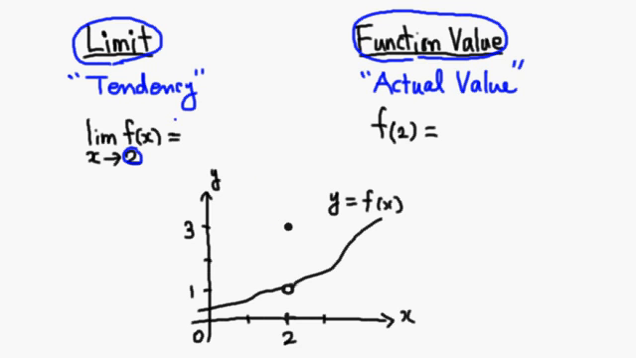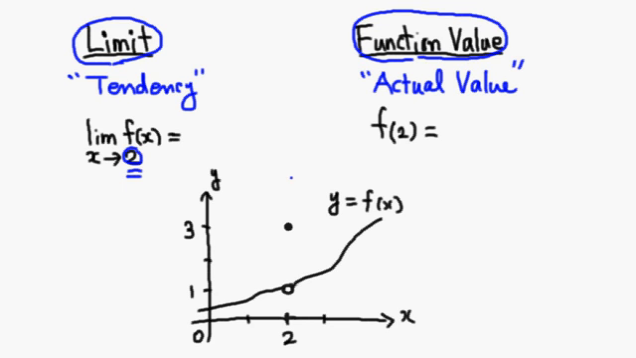Alright, so let's look at this example right here. The graph is given already. This is a graph of f of x. Then we want to find the limit of the function f of x as x approaches 2.